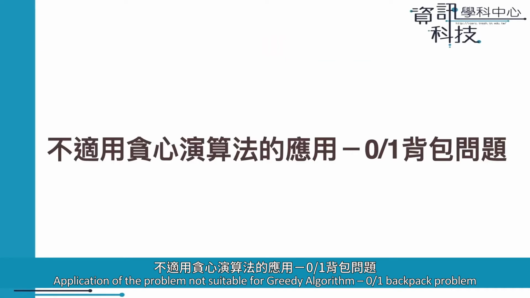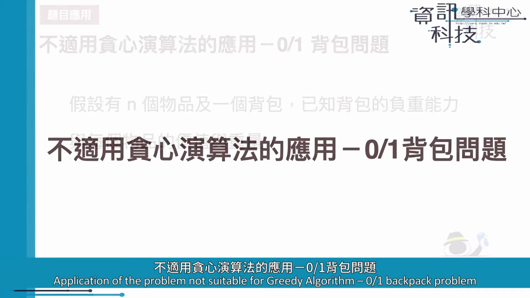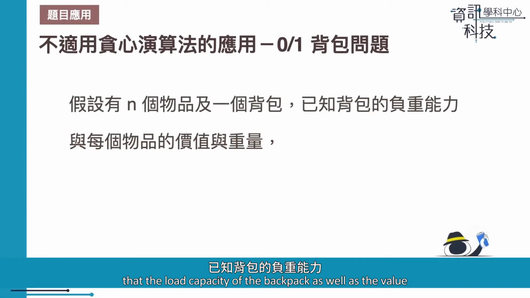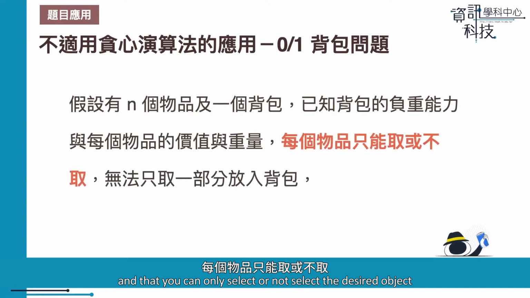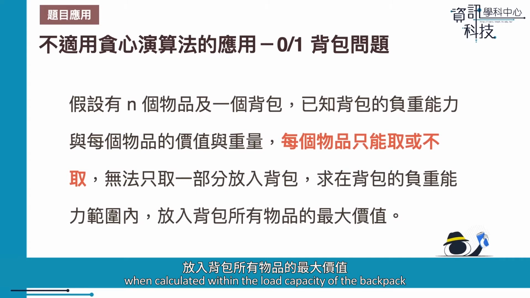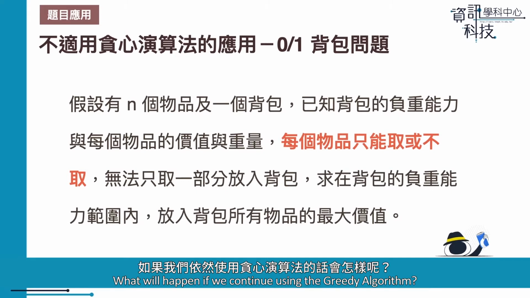Application of the problem not suitable for greedy algorithm. 0-1 backpack problem. Let's assume that we have n objects and one backpack, that the load capacity of the backpack as well as the value and the weight of each object are already known, and that you can only select or not select the desired object instead of putting some of them into the backpack. Next, acquire the maximum value of all objects that have been loaded into the backpack when calculated within the load capacity of the backpack. What will happen if we continue using the greedy algorithm?